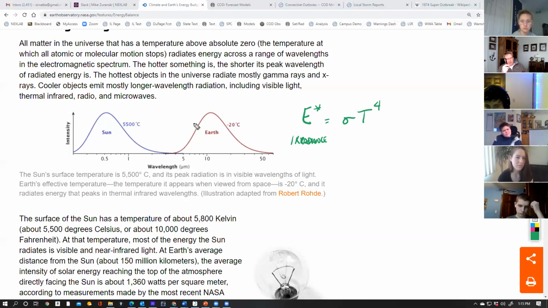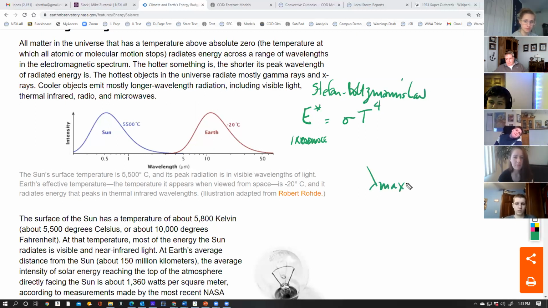Now, this is where you guys are not getting this stuff. What is this called? This law. Stefan Boltzmann's law. Right? What is that law? Wien's displacement.